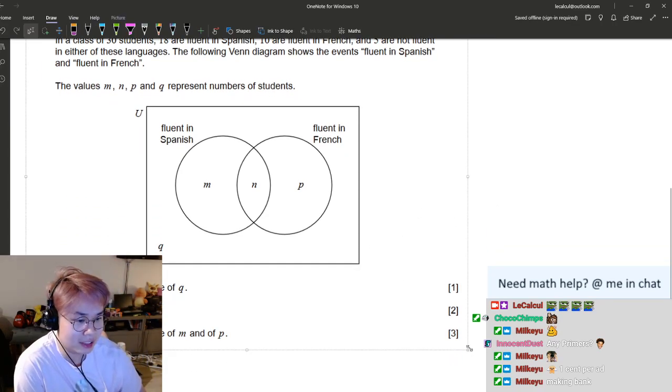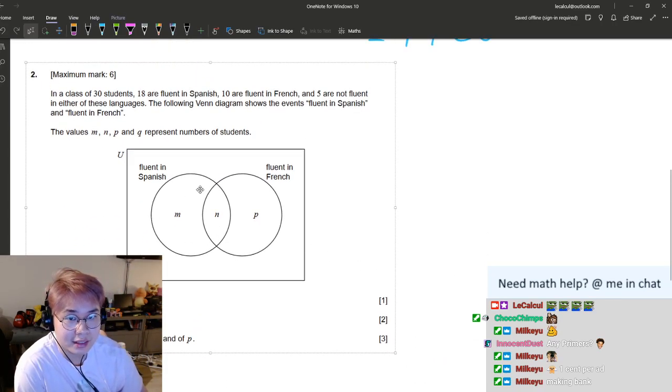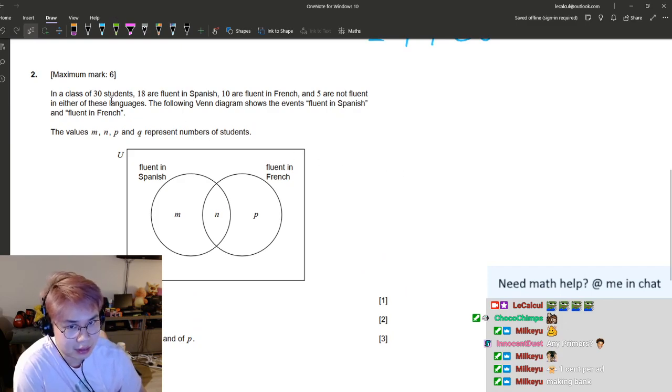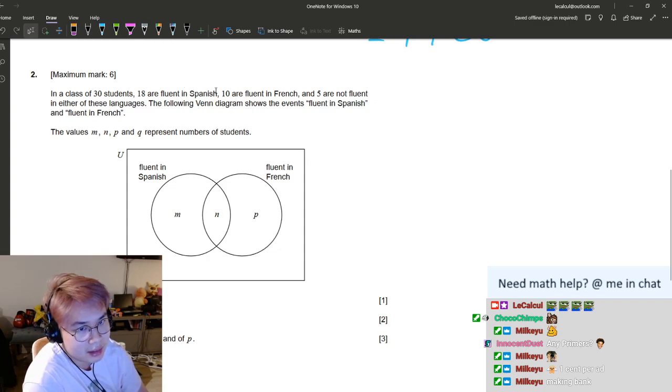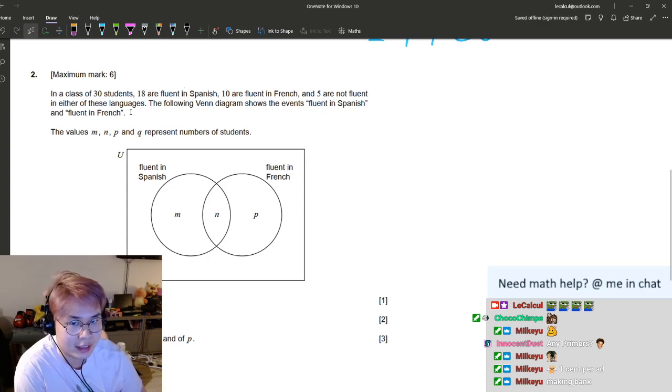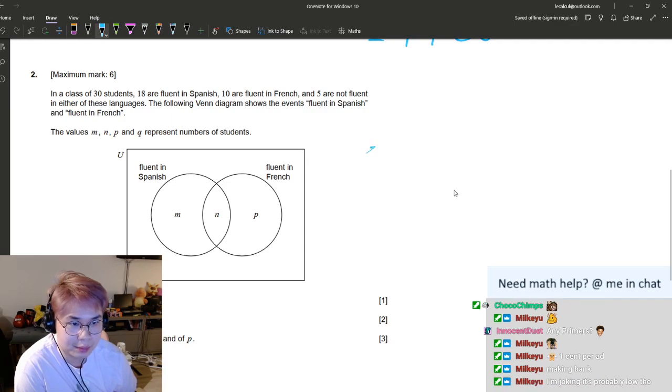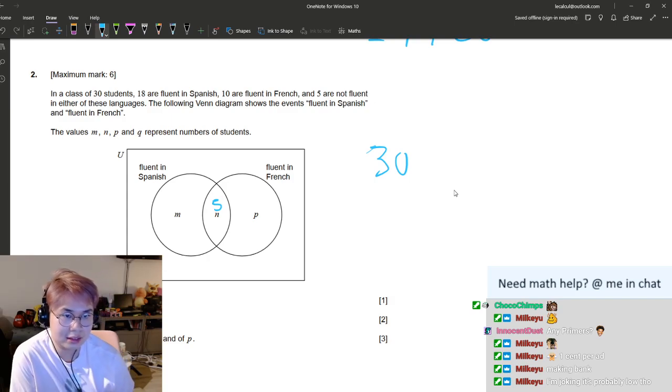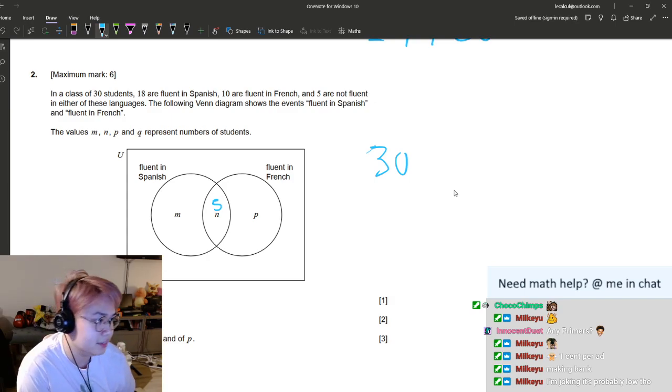Okay, what is this? Venn diagram. We have a class of 30 people. 18 are fluent in Spanish. 10 are fluent in French. And 5 are not fluent in either. Okay, and then we fill out the Venn diagram. There's 30 people, so let's keep that in mind. And right away, I know that there are 5 people that are not fluent in any of these languages.